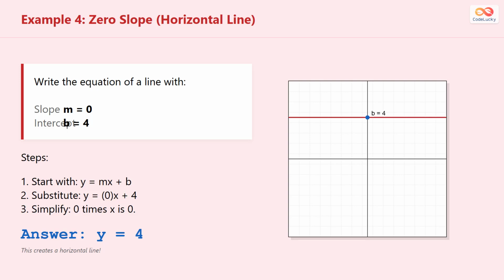What happens if the slope is 0? Here, m = 0 and b = 4. Substituting these gives us y = 0x + 4. Since 0 times anything is 0, that term disappears. We are left with just y = 4. This equation represents a horizontal line.